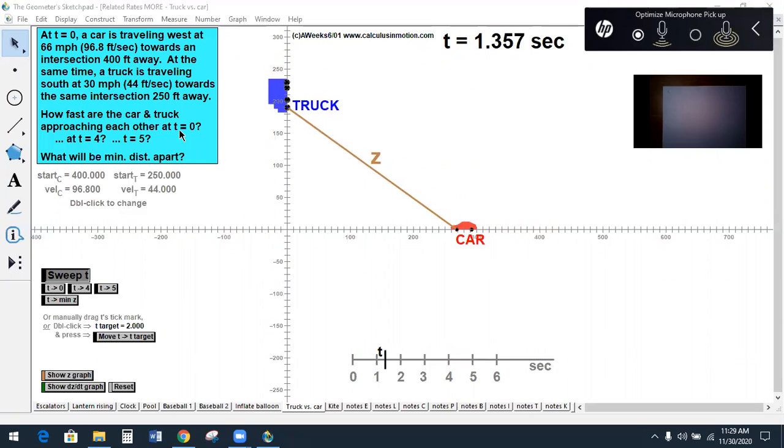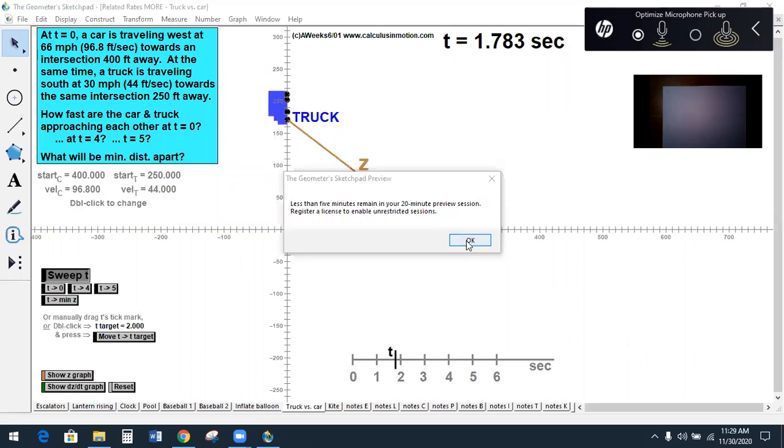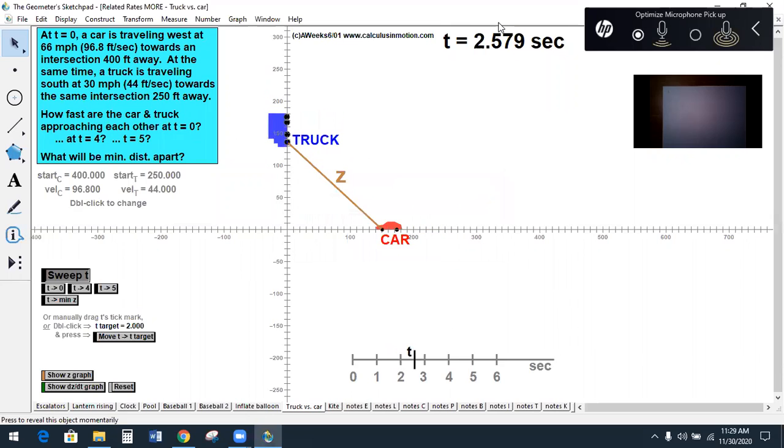All right, so let me go ahead and, oh, this is kicking me out anyway. Let me stop sharing here. All right, so we're gonna have a right triangle.